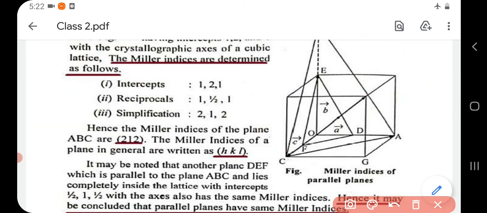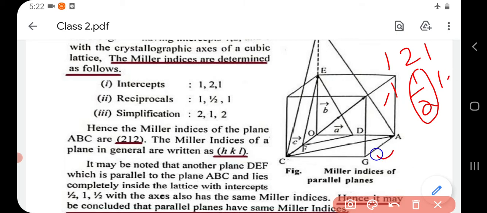So you got the intercepts as 1, 2, 1. You took the reciprocal, so it became like this. You have to remove the fraction. So in order to remove this fraction half, you multiplied it with 2. So you have to multiply this one also with 2. So it will become 2.